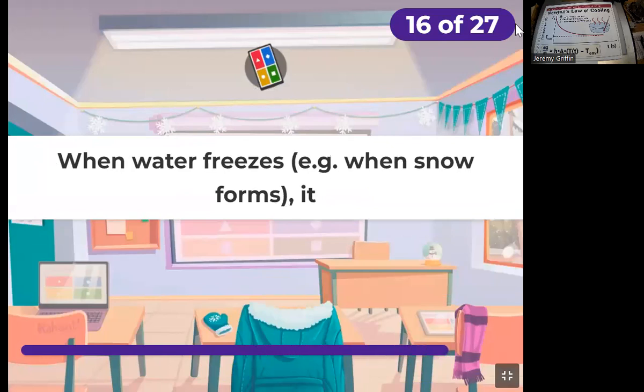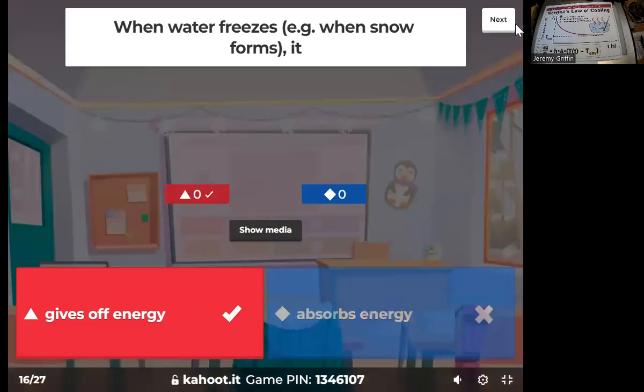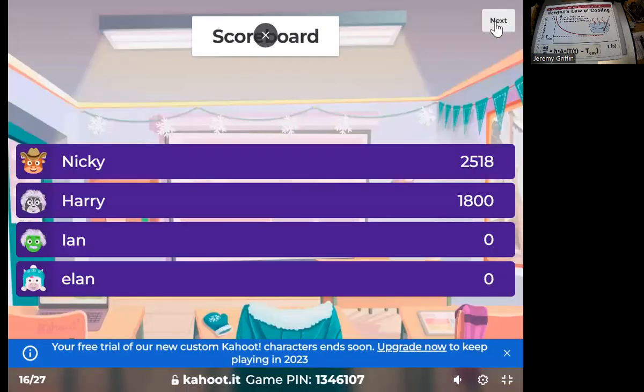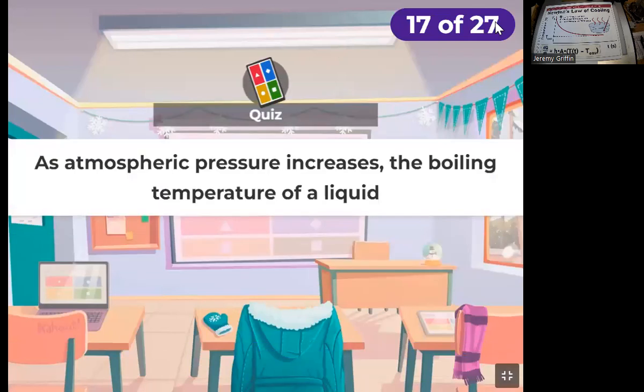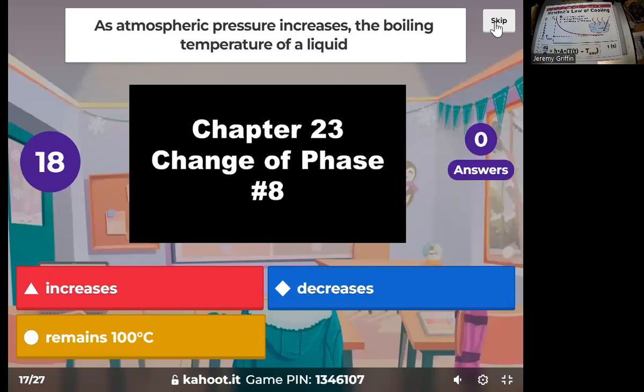When water freezes, for example, forming snow, so going from a liquid to a solid. Yeah, it's giving off energy. Right? So that's how things cool off, because they're giving away energy. Versus the opposite process, this would be something melting. If the snow melts, it goes back to liquid water. That's because it's absorbing energy, which would be the opposite process. Atmospheric pressure increases. The boiling temperature of a liquid does what?